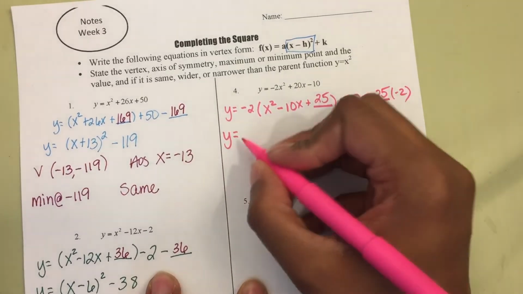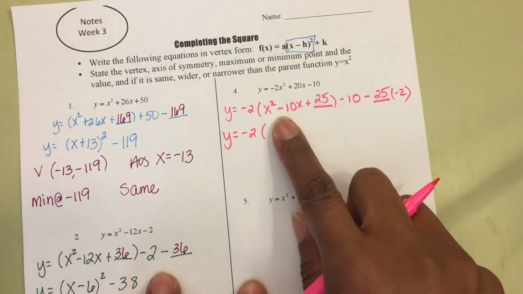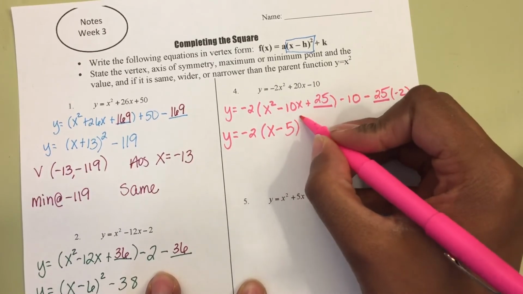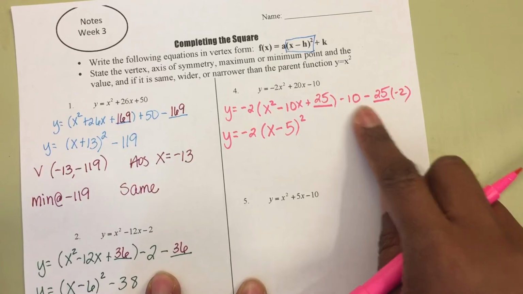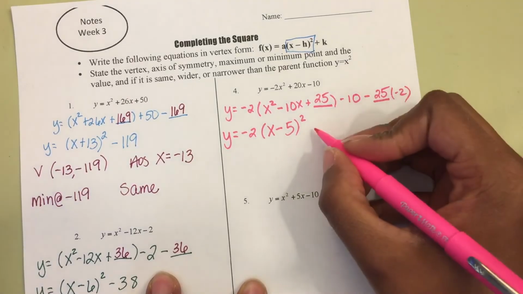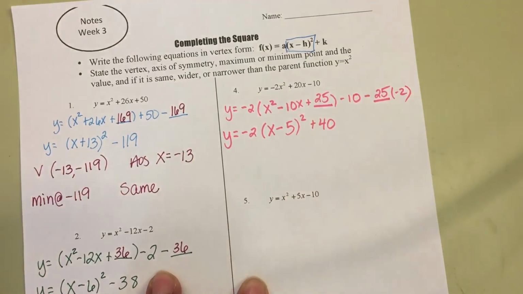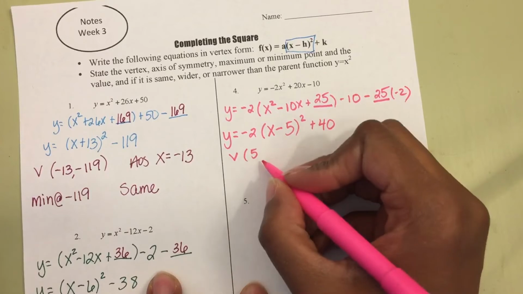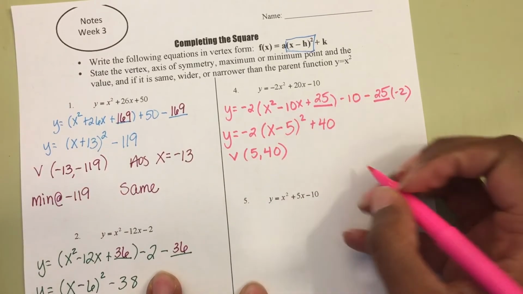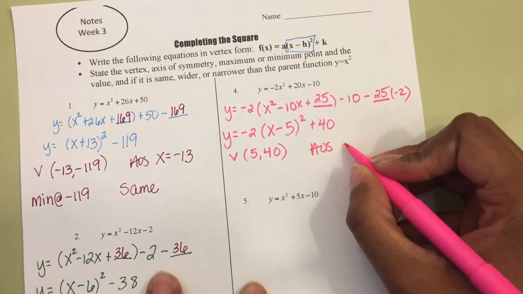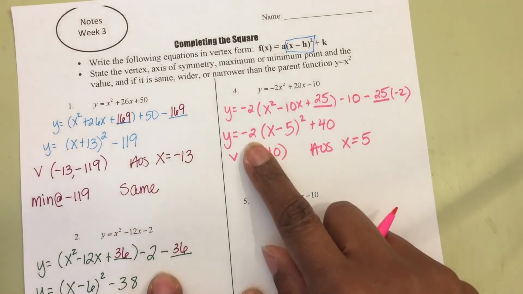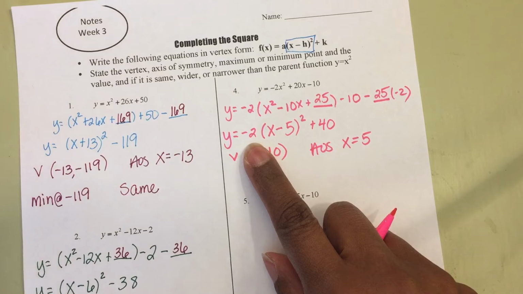And so y equals negative 2. And then we have x minus 5 squared. Again, work all of this out at one time. You end up with a positive 40. So your vertex is 5, 40. Your axis of symmetry is x equals 5.